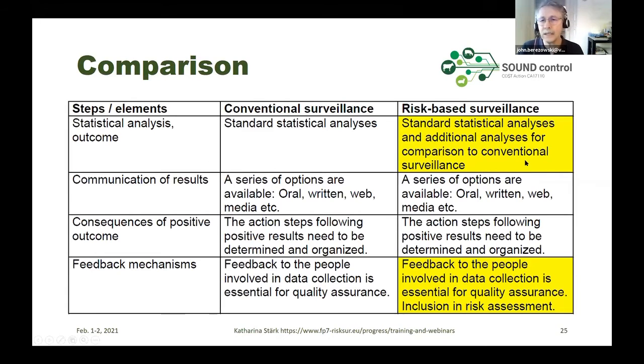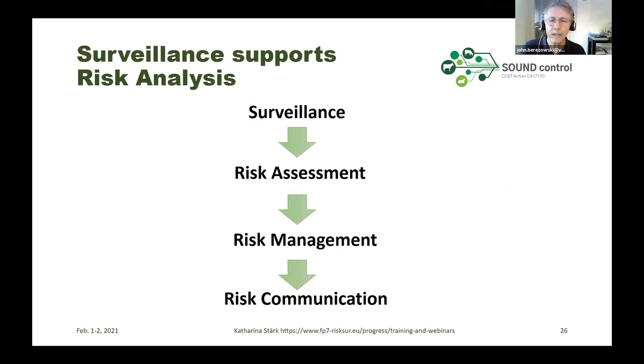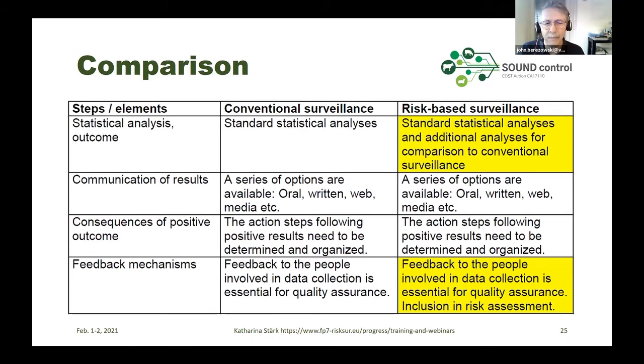Statistical analysis is similar except for trying to estimate prevalence or comparing the two. So usually when you do risk-based surveillance, you look at the economic benefit of using it. So we'll have that additional analytical component. Communication of results is the same. Consequences are the same. Feedback mechanisms are a little bit different for risk-based surveillance. And we have to be a little bit careful with how we feed back information.